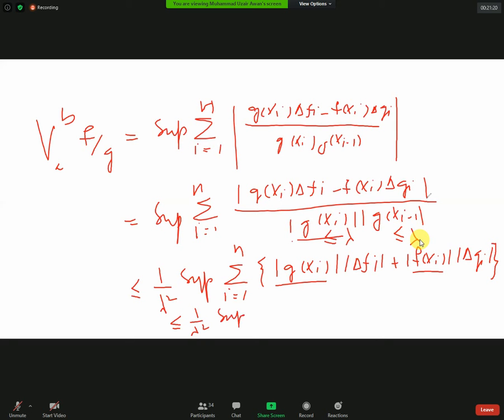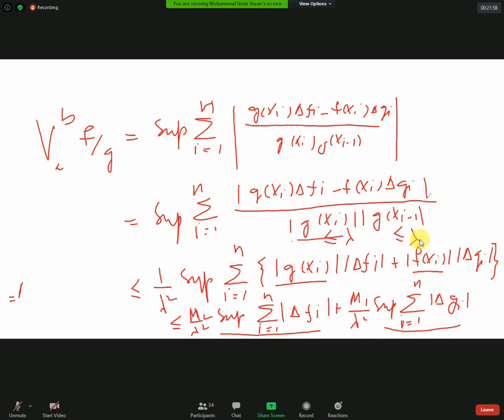सुप्रीमम, यहाँ ये m2 से बाउंडेड है तो m2 बाहर निकाल, m2 सुप्रीम i is equal to 1 to n डेल f i प्लस ये m1 से बाउंडेड है, सुप्रीमम डेल g, ठीक हो गया, this is the total variation of f and this is the total variation of g, so that is equal to m2 over lambda square total variation of f plus m1 over lambda square total variation of g.